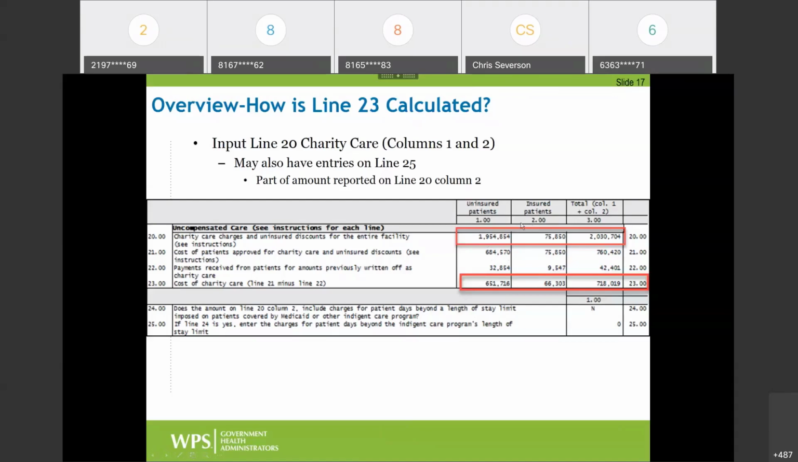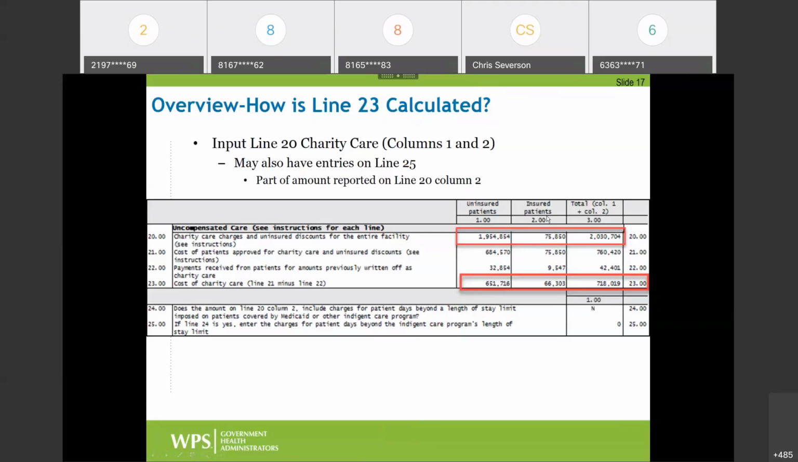But notice in column 2, the insured patients, which again is a co-insurance deductible, or now even a co-pay number for the most part. Those amounts, co-insurance, deductible and co-pay, are not subject to a cost to charge ratio reduction. So that's why this number is the same for the insured patient column.